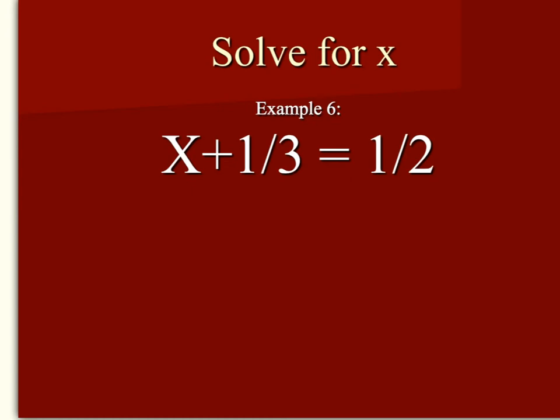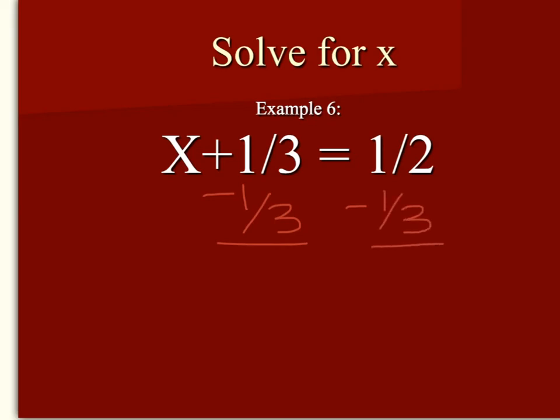Alright, I want to show you one more with a fraction. Fractions work exactly the same way as whole numbers. Again, all we're looking for is what is happening between that x and the 1/3. Currently, they're being added. I need to use the opposite operation to get rid of the 1/3. So, I'm going to subtract 1/3 on both sides.